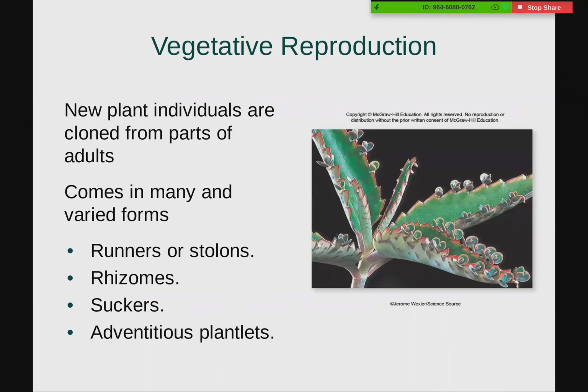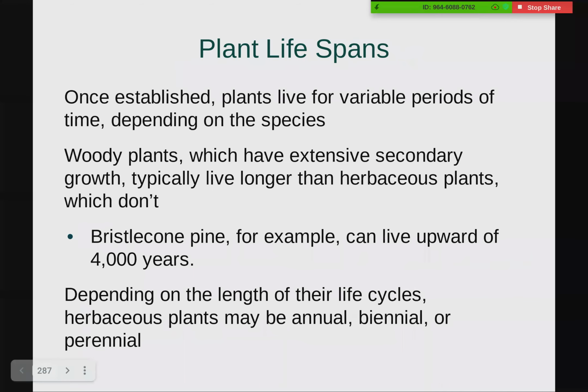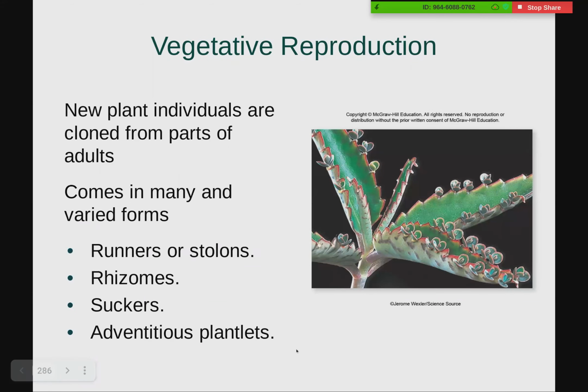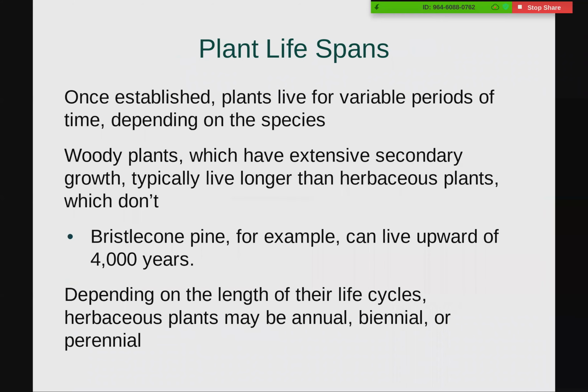We can also have what's called vegetative reproduction, where new plants are cloned from parts of adults. So this actually comes in many forms. We've talked about runners previously, but we can also see a few others, including rhizomes, suckers, and adventitious plantlets. There are some plants where you can actually cut stems off and put them in water, and it'll actually form a brand new plant from a stem. So you can have this process of vegetative reproduction.